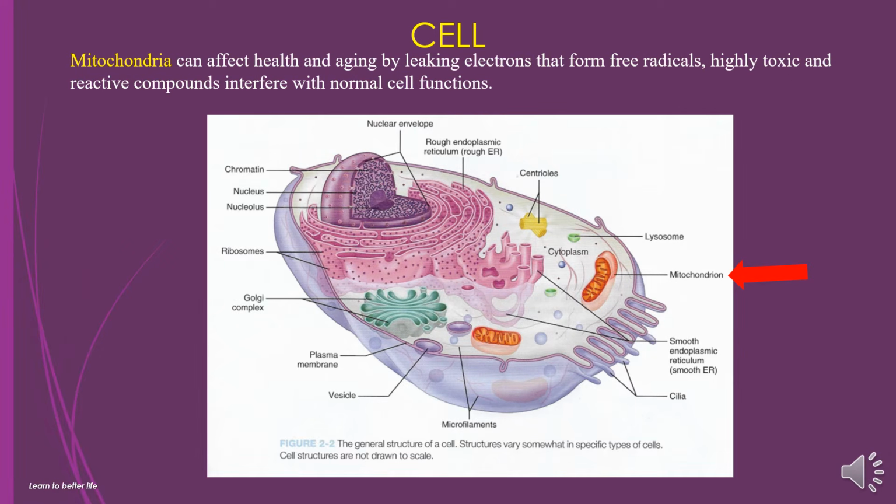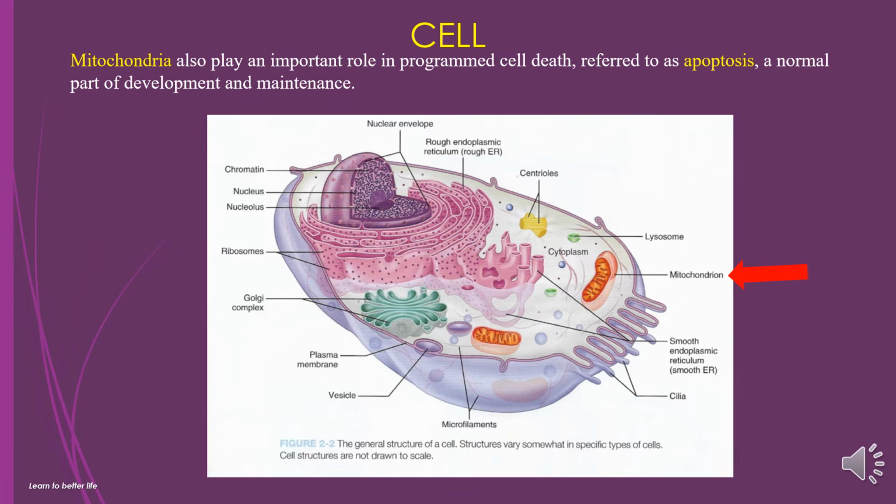Mitochondria can affect health and aging by leaking electrons that form free radicals, highly toxic and reactive compounds that interfere with normal cell functions. Mitochondria also play an important role in programmed cell death, referred to as apoptosis, a normal part of development and maintenance.